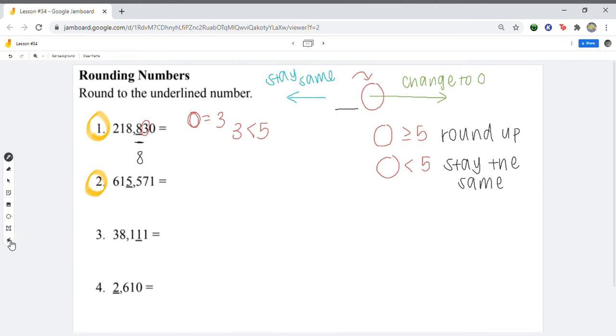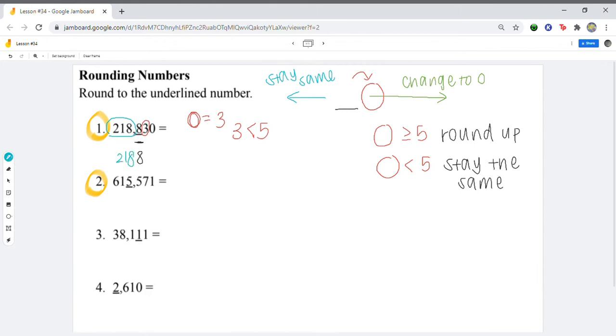So now over here, the next part, the blue and the green, is the next step. The blue represents the numbers left of the underlying number. So our blue includes 2, 1, and 8. These numbers we're going to keep the same. So I'm going to keep this the same.